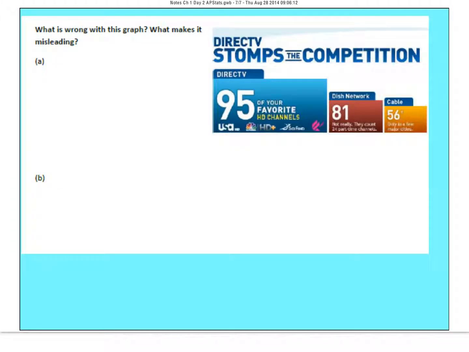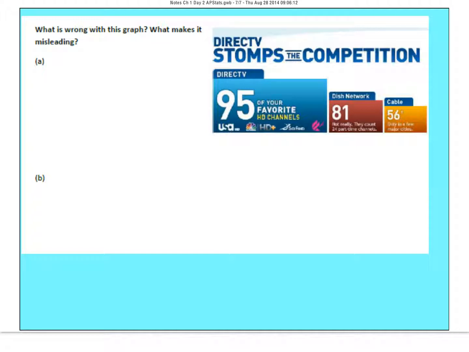Now, if we talk about what's wrong with graphs that might be misleading, here's a really good example. This looks like an ad that DirecTV did, probably in the USA Today newspaper or on their website. And they have here what looks like 95% or 95 total. I'm not even sure on that one, so it's not even the best graph. Let's assume that means 95%. So 95% of the people watch DirecTV, 81 do Dish, and 56 do cable. What is misleading about this graph?